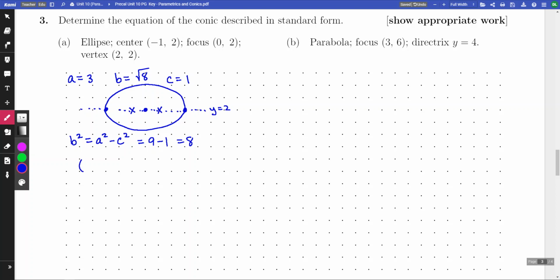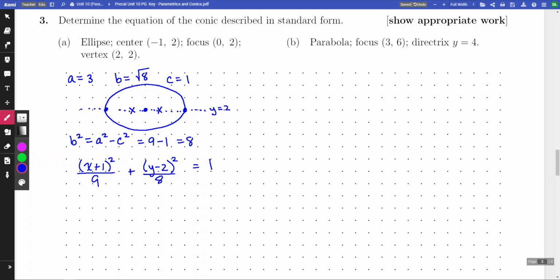And our equation would be (x plus 1) quantity squared over 9 plus (y minus 2) quantity squared over 8 equals 1. x is stretched along the horizontal, so x gets the larger denominator, 3 squared, and y gets the smaller denominator, which would be the square root of 8 squared, which would be 8. And so there we have the equation in standard form for our ellipse.